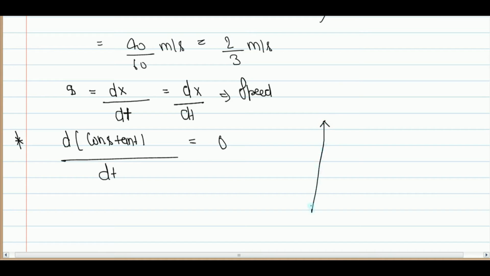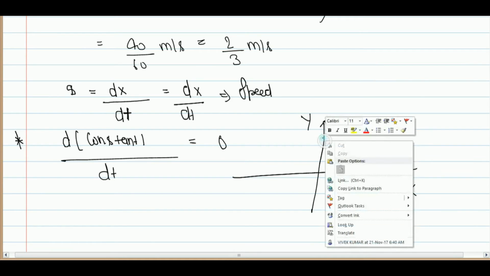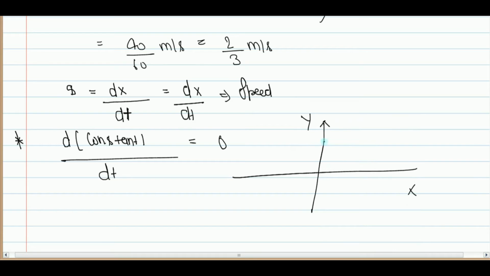Let's say, for example, this is y, this is x. A constant function means the value is not going to change. So if I talk about this, let's say this is 4. Whatever the value of x is, it doesn't depend. The value of y will always be 4. So you can see the final value will be equal to the initial value.